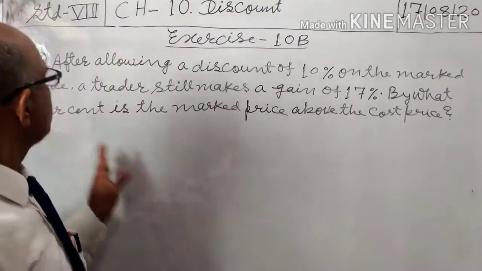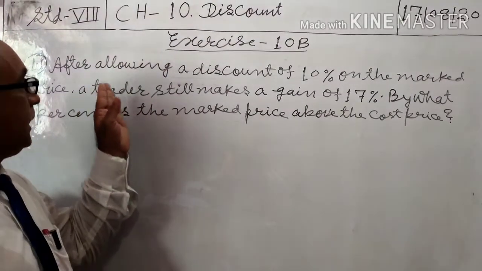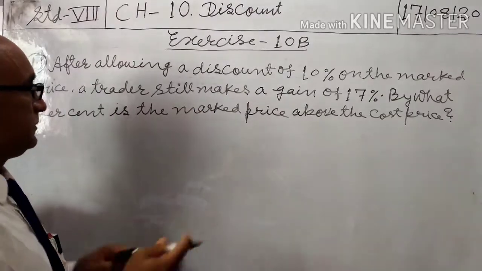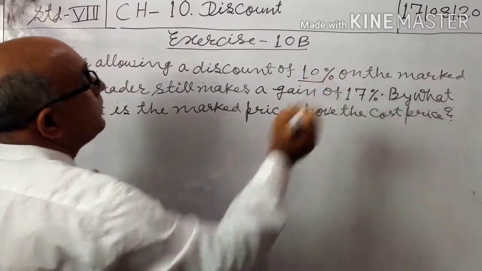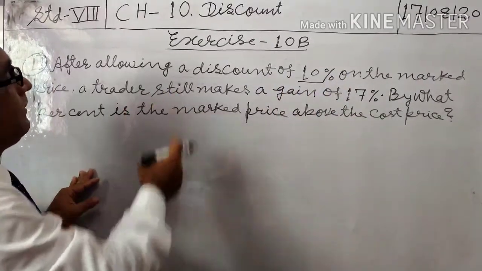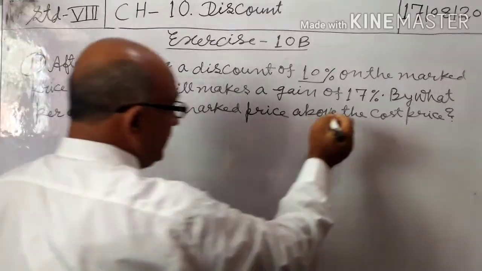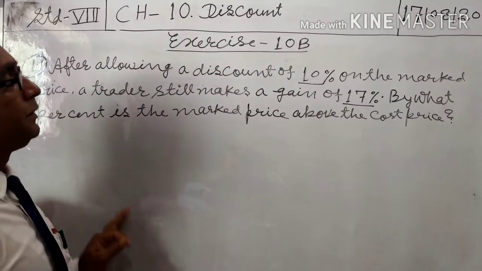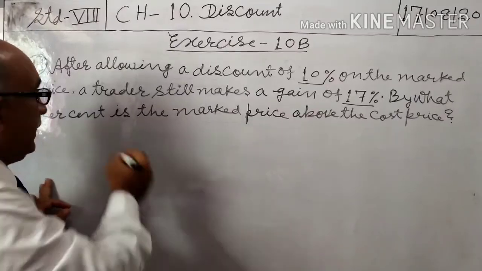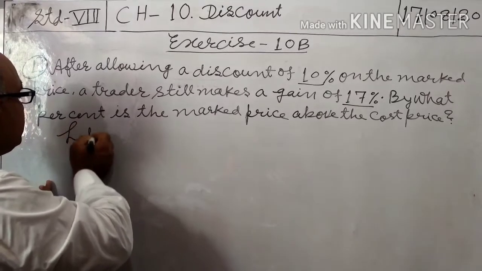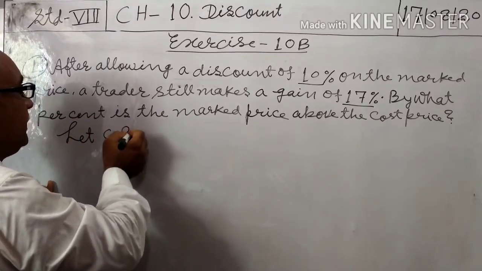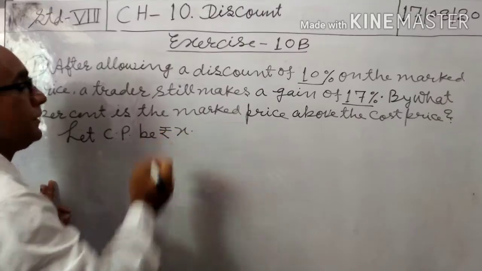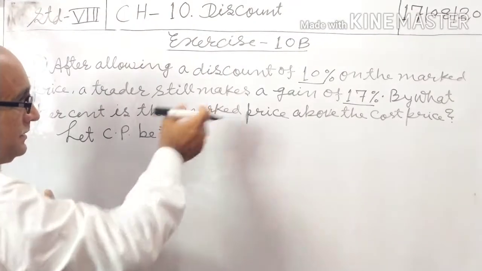Students, next question is, after allowing a discount of 10% on the marked price, a trader still makes a gain of 17%. By what percent is the marked price above the cost price? So let CP be rupees x.